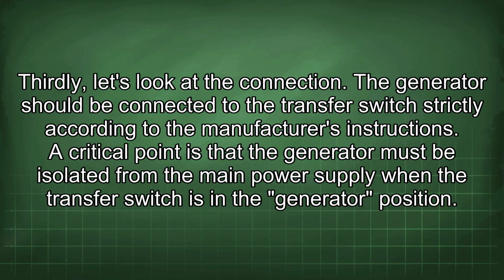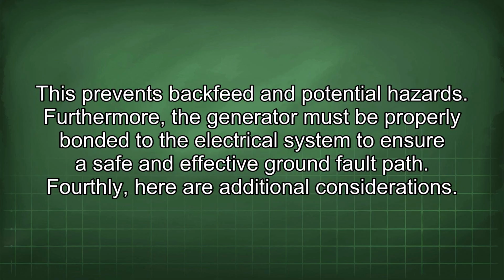Thirdly, let's look at the connection. The generator should be connected to the transfer switch strictly according to the manufacturer's instructions. A critical point is that the generator must be isolated from the main power supply when the transfer switch is in the generator position. This prevents backfeed and potential hazards. Furthermore, the generator must be properly bonded to the electrical system to ensure a safe and effective ground fault path.